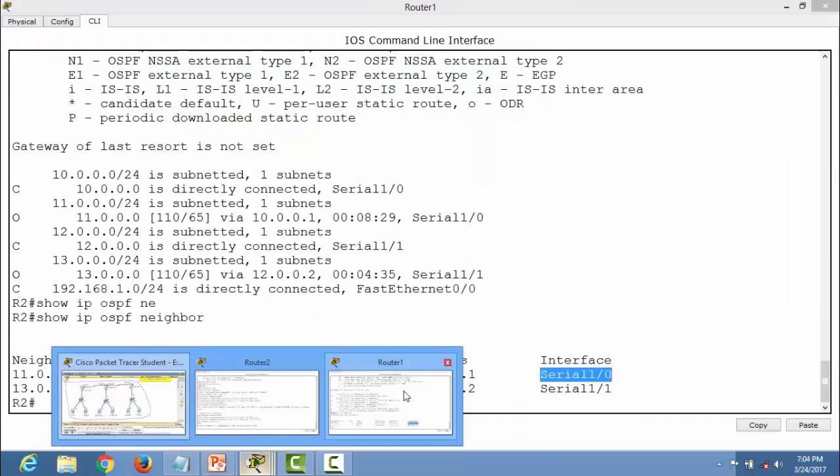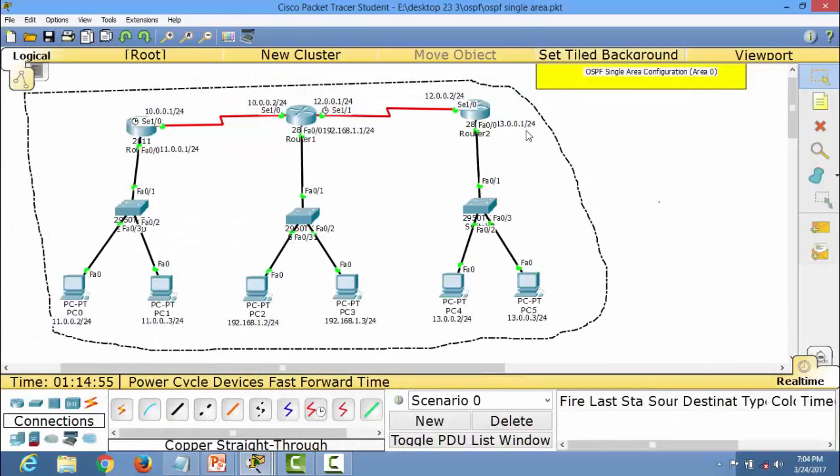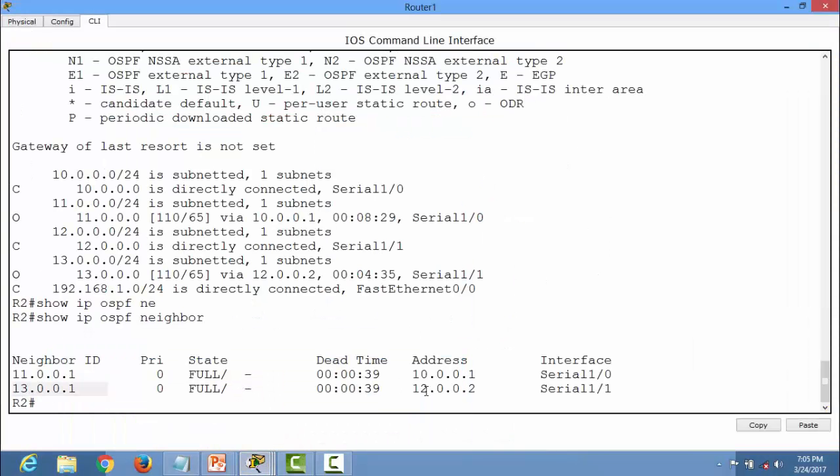Same thing, 13 router, 13.1. On this router the highest IP is 13.1, so this is the router ID, connected on 12.2 via serial 1/0. So come here, yeah, connected on 1/1 of that particular neighbor.